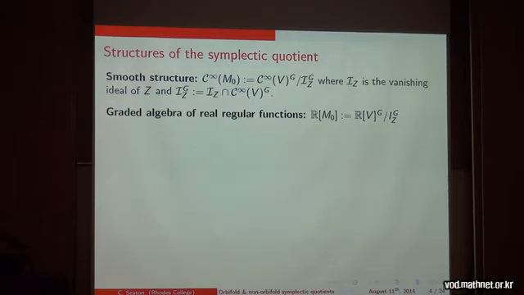And as well, they have an algebra of regular functions that inherits a grading. So we let R of M0 denote the real regular functions, which is the same construction but restricting to polynomial functions. Both of these algebras have a Poisson bracket, so the regular functions are a Poisson subalgebra of the smooth functions.